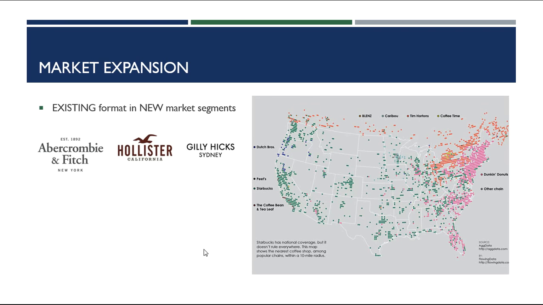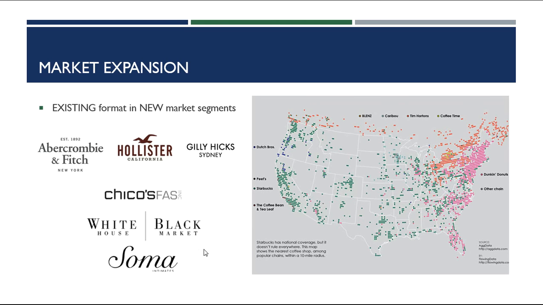So you could argue that Abercrombie and Fitch targets maybe high schoolers and some younger college students, whereas Hollister targets more middle school, maybe early high school. And so they target different groups of people. Gilly Hicks targets an older segment there. Another example of this would be Chico's, White House Black Market, and Soma. All of these apparel retailers are owned by the same company, but they target different audiences.